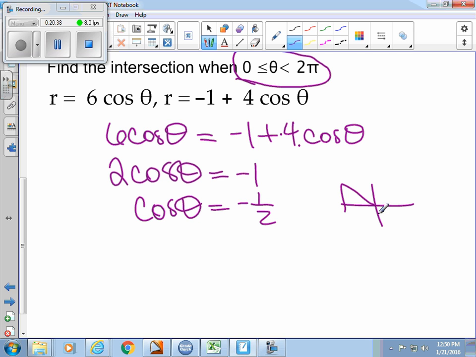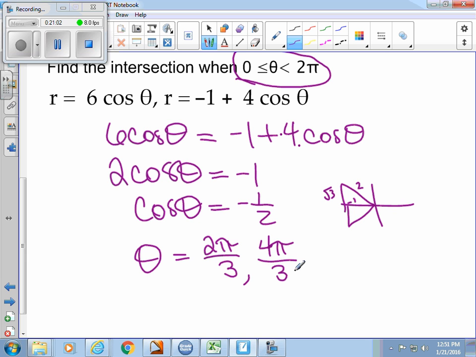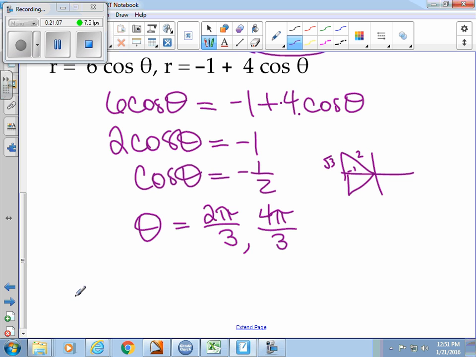Cosine is negative in the second and third quadrants. Everyone agree those are the 60-degree angles? So 2 pi over 3 and 4 pi over 3. Anyone need me to slow down on how I got those angles? Grant, I know I do that completely different than you learned it. Are you okay with that? Okay.